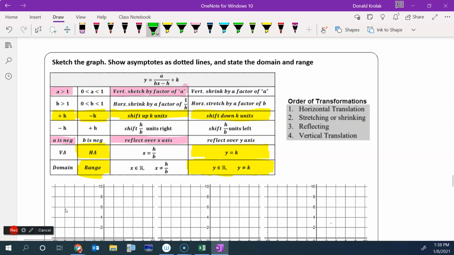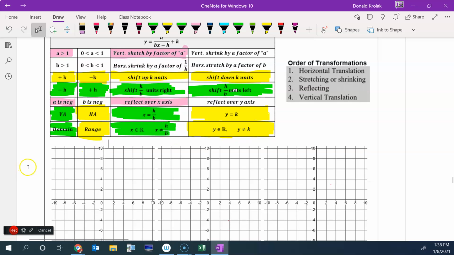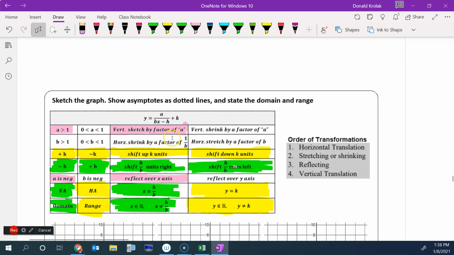All right, and then what we did yesterday was the H value. Okay, and that's what moves it right and left. So that's kind of like how everything fits together and what they affect. And then Monday we'll get to this horizontal shrink and stretch stuff.